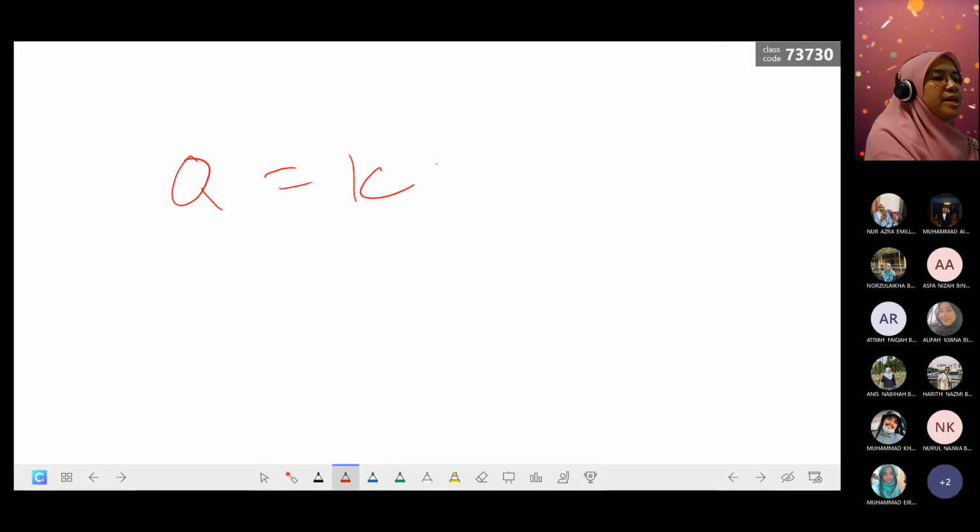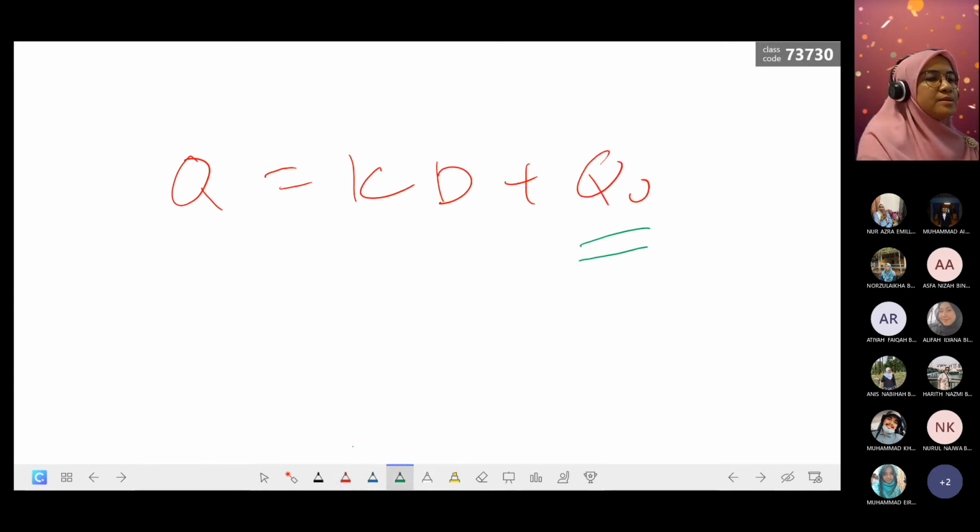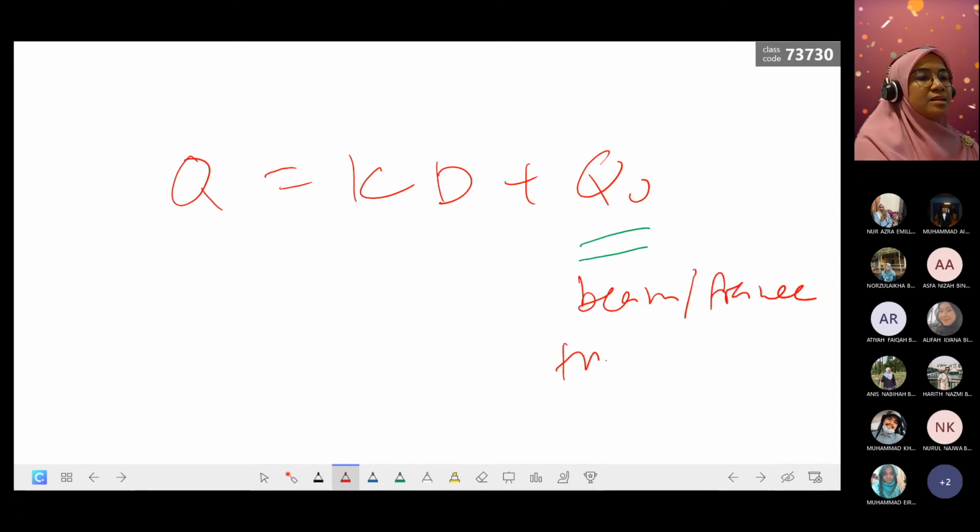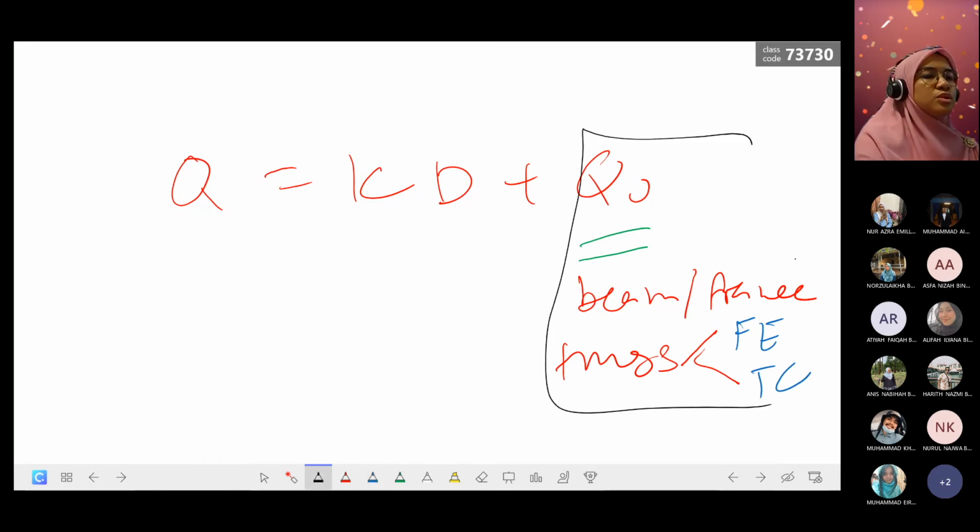Q is equal to KD plus Q naught. So yang ni ada pada BIM, frame dan juga pada truss, fabrication error, temperature changes. Yang ini yang kita belum bincang langsung. So semua efek ni saya tak boleh bincang selagi you tak faham. Okay, yang basic ni basic.